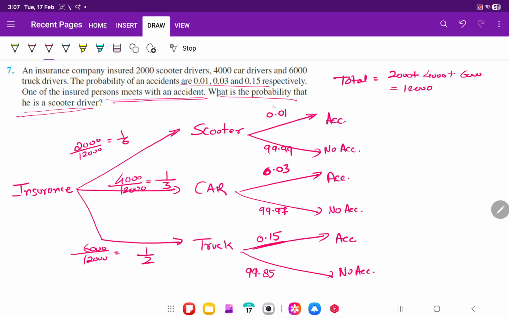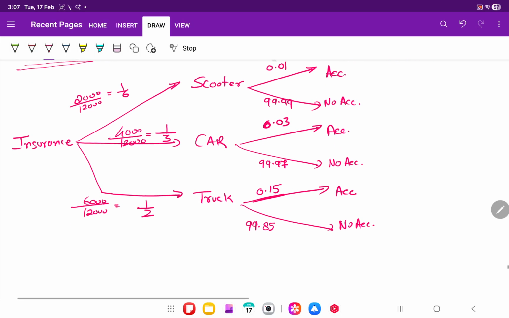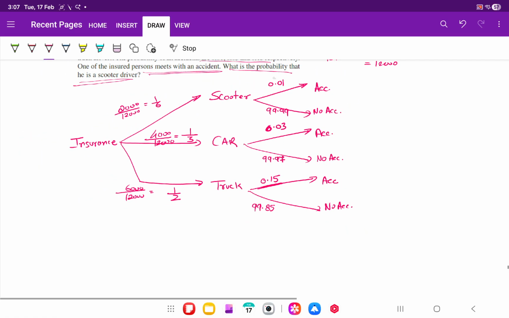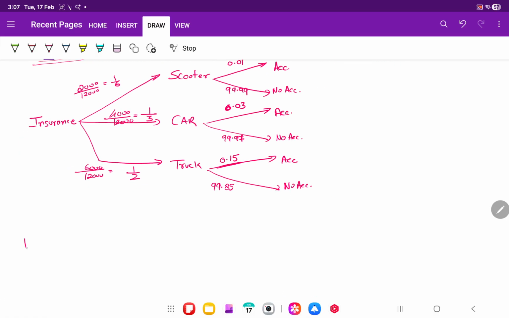So we have to find the probability. What we have to find is the probability that the accident was done by a scooter, and the condition is that the accident happened, but the probability that it was done by a scooter. So it will be favorable by total. Favorable that accident was done, and I'm sorry, I'm writing it the other way around. It has to be favorable by total.